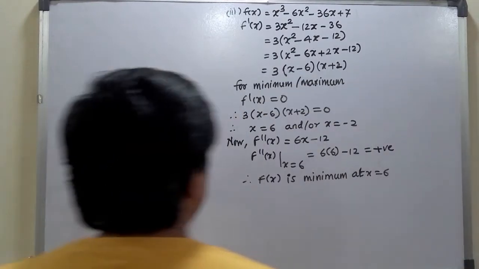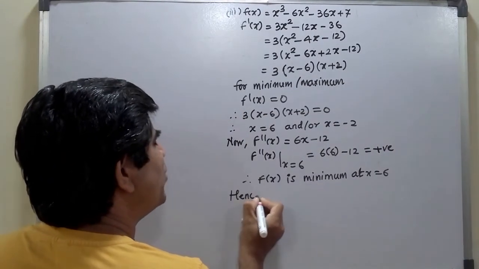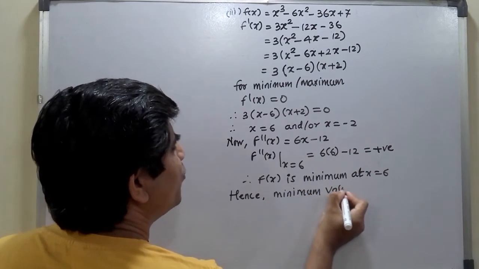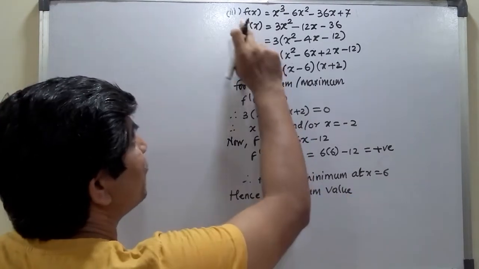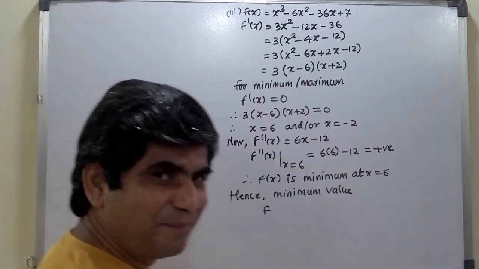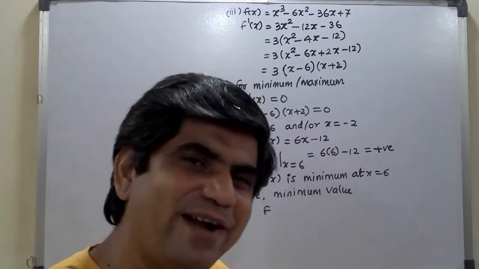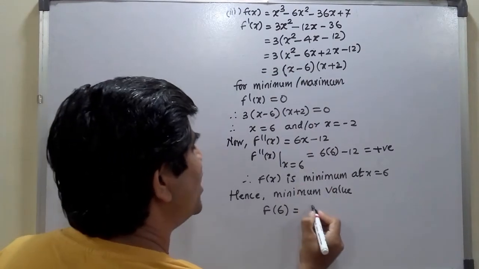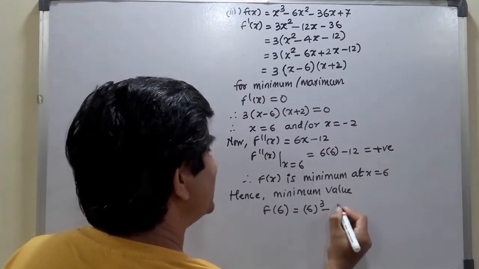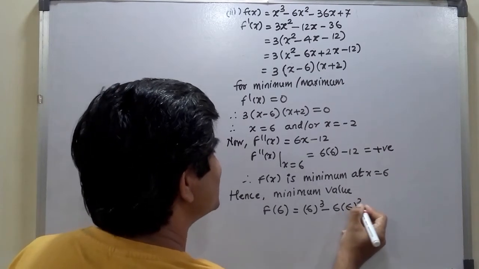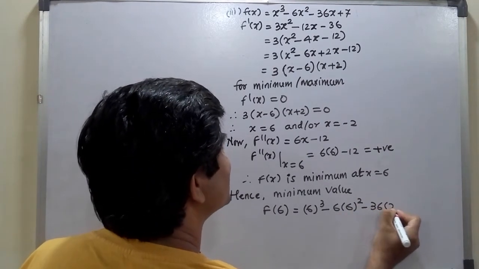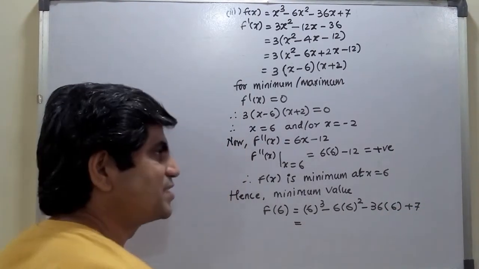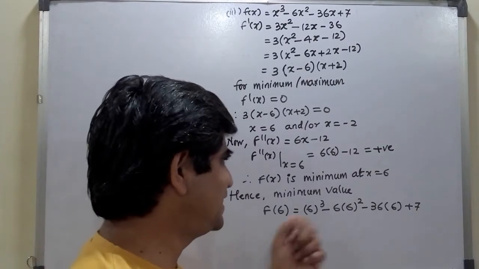So what will be the minimum value? Hence, minimum value will be what? Minimum value is, this is your function of x. We are finding minimum and maximum of a function and not of derivative. So minimum value of function of x, that is f of 6, is equal to 6 cube minus 6 into 6 square minus 36 into 6 plus 7.